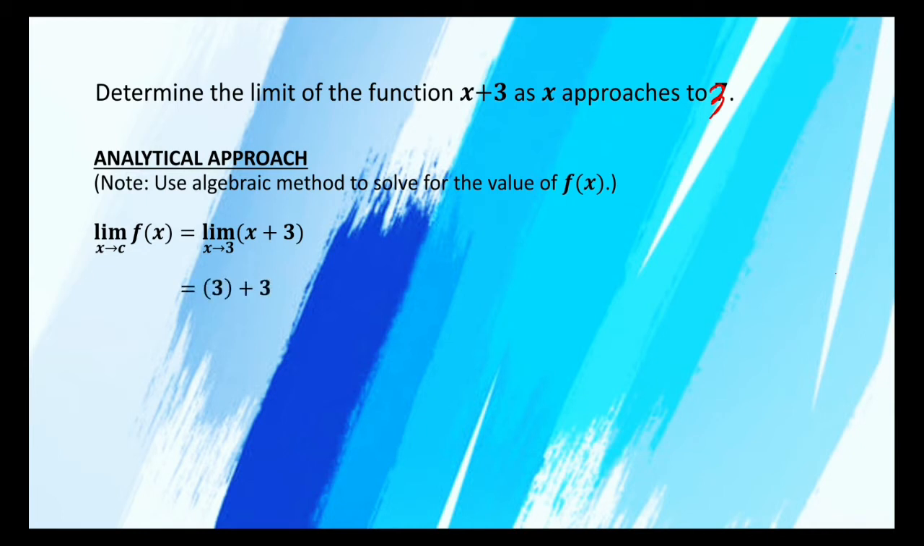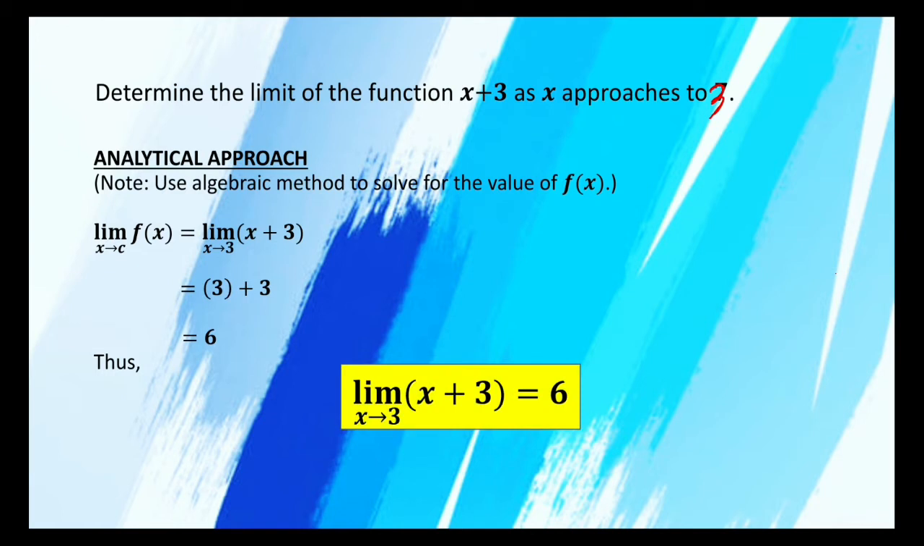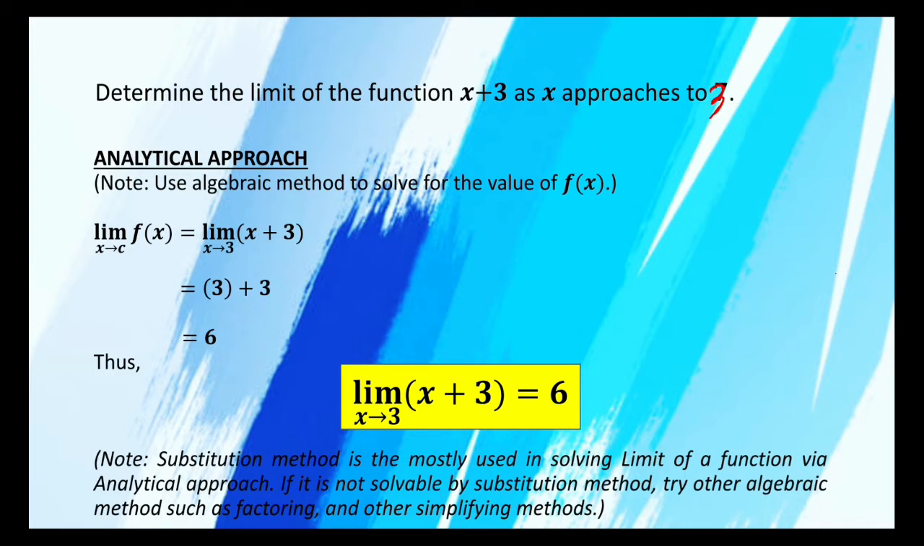This is the easiest: substitution. As x approaches 3, once you can use substitution, just substitute. So you have 3 plus 3, and 3 plus 3 is 6, thus the limit of x plus 3 as x approaches 3 is 6. Isn't substitution simple? The substitution method is the most used in solving the limit of a function by the analytical approach. If it is not solvable by substitution, try other algebraic methods such as factoring and other simplifying methods.